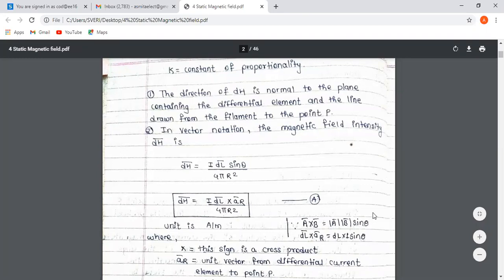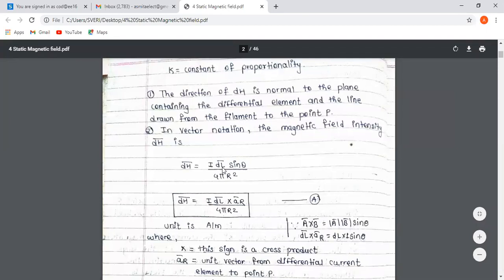So if there is angle sine theta, then we can write any two vectors by using the cross product, in terms of this cross product. Now here, this current is a scalar quantity, but dl bar is a vector quantity. Now you have only one vector there and the angle is sine theta. Then if you want to write this term in terms of cross product, what do we have to do?